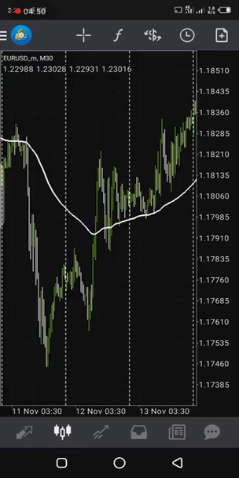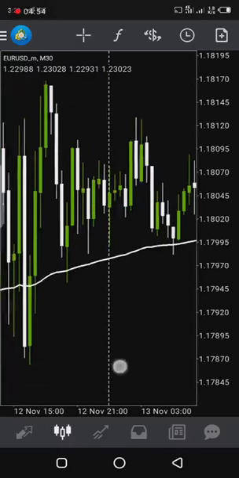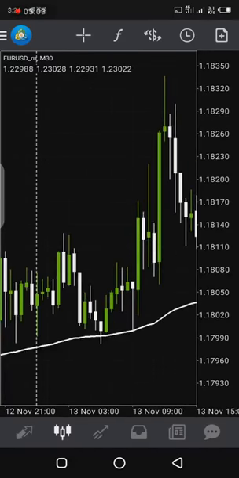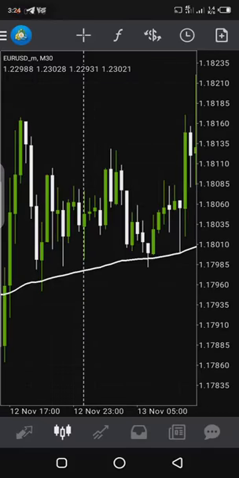Now, if you are not the type that has patience, at least you can wait for a 1:2 risk reward. That is, if you're risking $10, you're willing to make $20. You understand? You risk 10, you make 20.